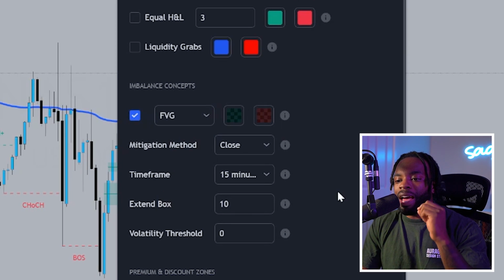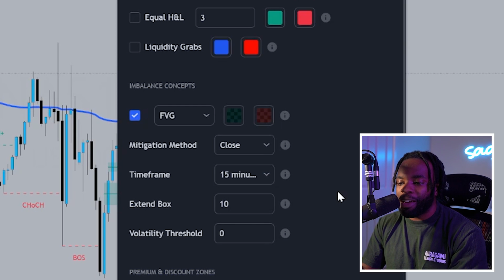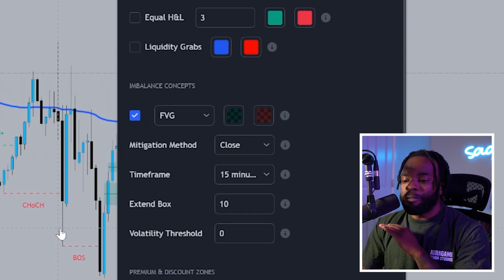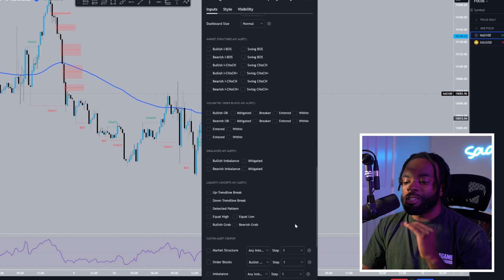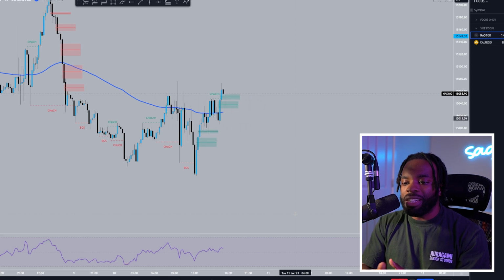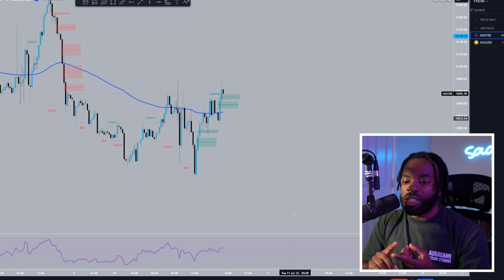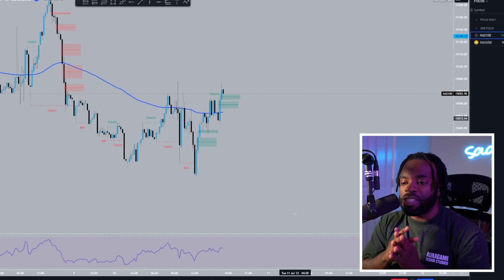And then also we're going to have our time frame set at 15-minute time frame, extend box at 10, and volatility threshold at 0. Everything else you can leave at default because we're not doing anything else. The only thing that we care for in the Lux Algo is the change of character plus, as well as the fair value gaps.